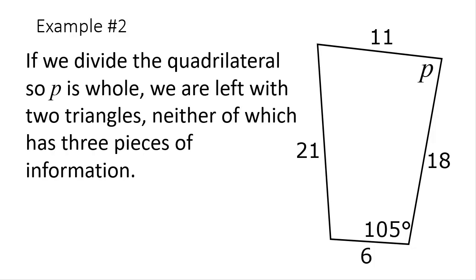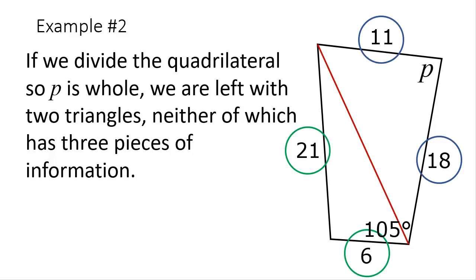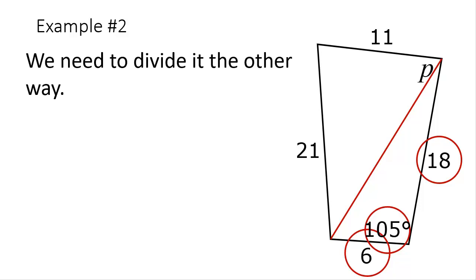But if we divide the quadrilateral this way, we are left with 2 pieces of information and 2 pieces of information, and we have no triangle with enough to work on. 105 is not halved. We basically lose the value of either side of that. So we have to divide it the other way, even though that divides P in half. 3 pieces of information, we have to do it that way.